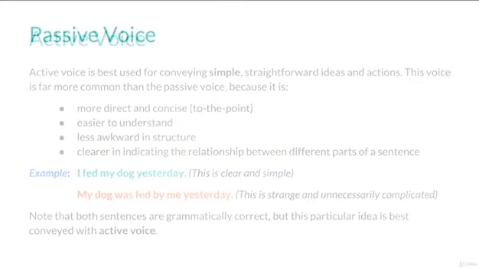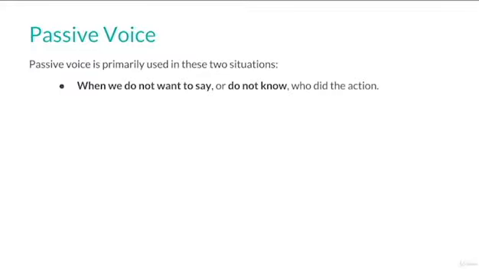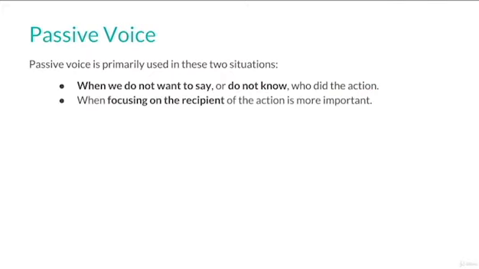Now let's talk about the passive voice. If passive voice is so awkward in its structure, why do we use it and when do we use it? Passive voice is primarily used in two main situations. The first of these situations is when we do not want to say or do not know who did the action. The second situation is when focusing on the recipient of the action is more important. So let's look at examples of both of these situations.